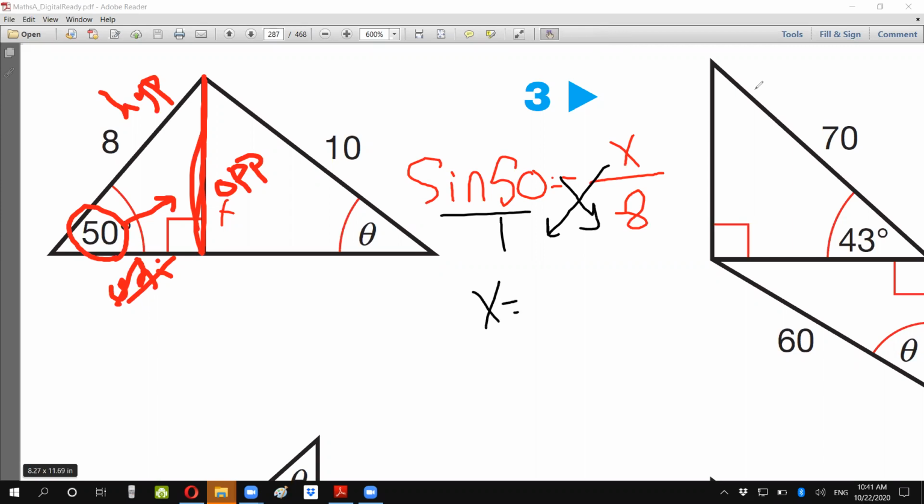X is equal to 6.13. I will write here 6.13. And take the second side.